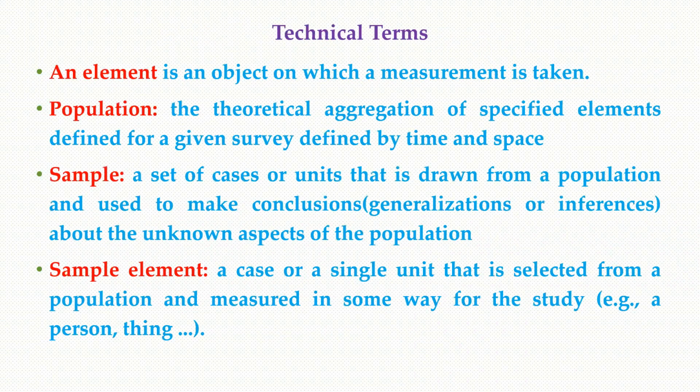Then technical terms. Before continuing with the methods of sampling, first we will see some terminologies which are used in sampling theory for better understanding. First, an element. What is the meaning of element? An element is an object on which a measurement is taken. Next, population. Population means a whole aggregation, a theoretical aggregation of specified elements defined for a given survey, defined by time and space. Then a sample is a subset from the population. A sample element is a case or a single unit that is selected from the population and measured in some way for the study.